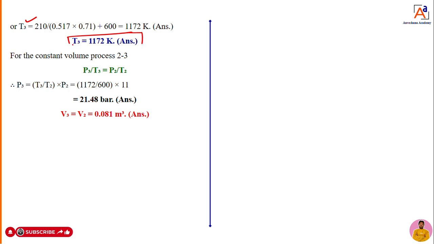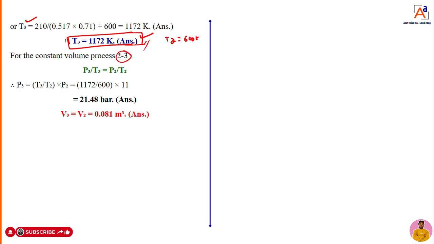That T3 I am going to get is 1172 Kelvin. Dear students, just compare: T2 you got 600 Kelvin, but T3 is almost double. Why so? Because we are adding heat at constant volume, from 2 to 3. Because of that heat addition, there is a sudden rise in the temperature. Hence, T3 is the maximum temperature, around 1200 Kelvin.